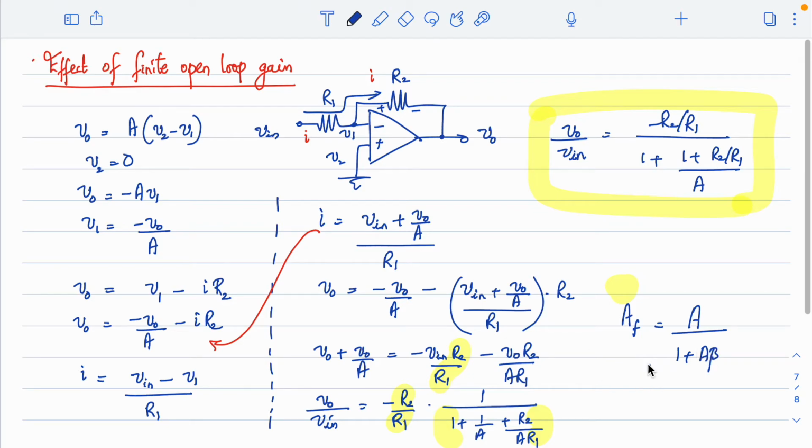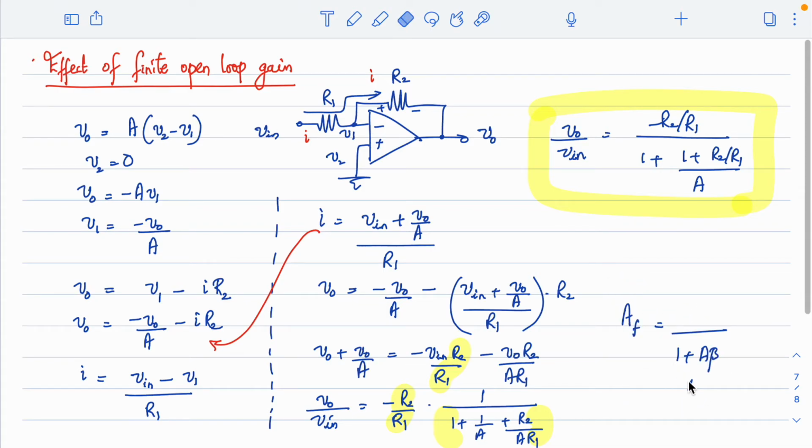In the previous case, see, both are actually the same. In the previous case, what happened is your A is infinity. When your A is infinity, your A F is approximately equal to 1 by beta. That is the expression, right? So your gain is just the beta factor, the feedback factor, in the previous case as well as in this case. Yeah, both are fine. We can do that.